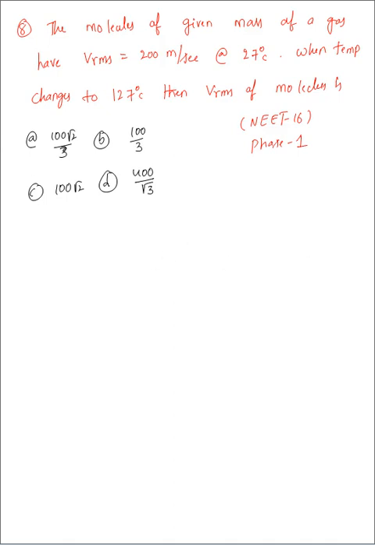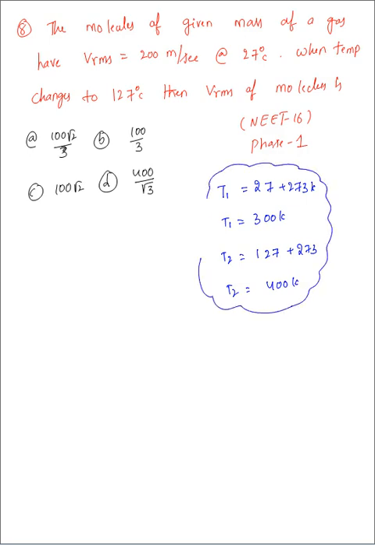So the first two temperatures they gave in Celsius, we need to convert into the absolute system. So what can we consider here? Temperature of 1 is how much? If I want to convert Celsius to Kelvin, 27 plus 273 Kelvin, that should be equal to how much? 300 Kelvin. Temperature of 2 can be written as what? 127 is given, 127 plus 273 Kelvin. So temperature of 2 is 400 Kelvin. This is how we need to convert the temperature, which we learned in mechanical properties.